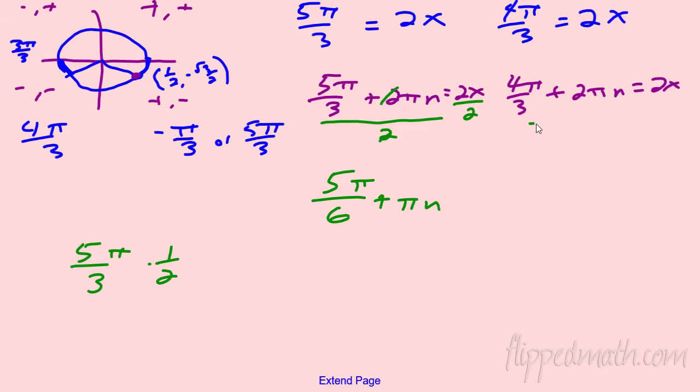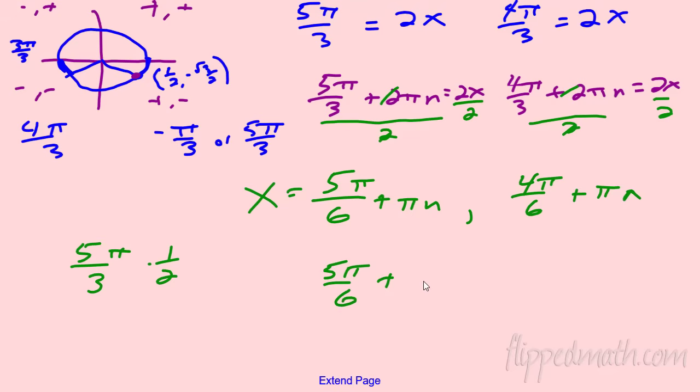And same thing over here. I'm going to divide both sides by 2. This becomes 4 pi over 6 plus pi n, because the 2's cancel. And I'm going to put one big x out here. x equals this, and it equals this, both of these right here. If you want to reduce that second one and clean it up, we can. Let's go ahead and go for the glory.